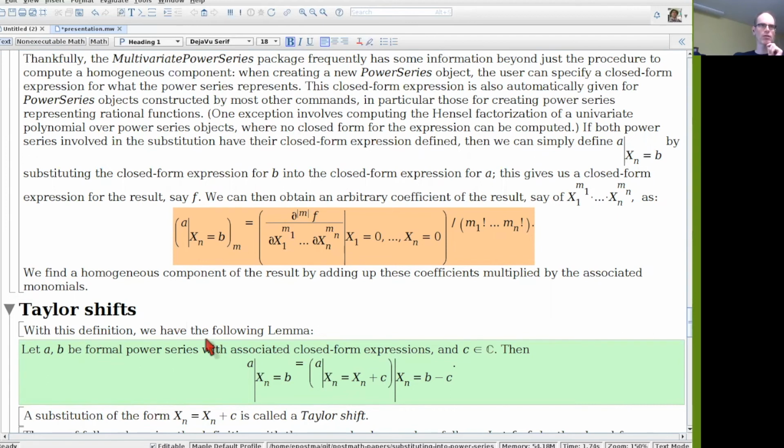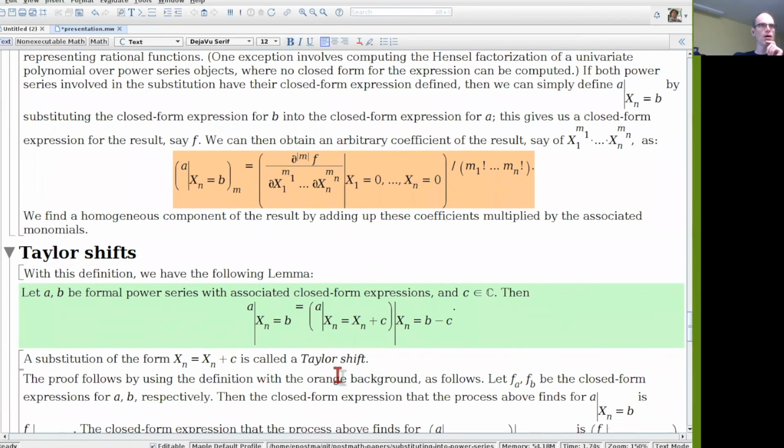If we have two formal power series A and B that have an associated closed form expression, and some complex constants B and C, then evaluating A at xn equals B, so substituting B for xn into A, we can write that as a sequence of two substitutions. So we can substitute xn equals xn plus C into A, and then substitute xn equals B minus C into the result. And this first substitution is of a form that's called a Taylor shift.